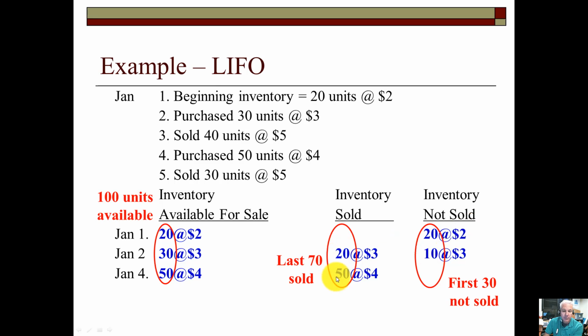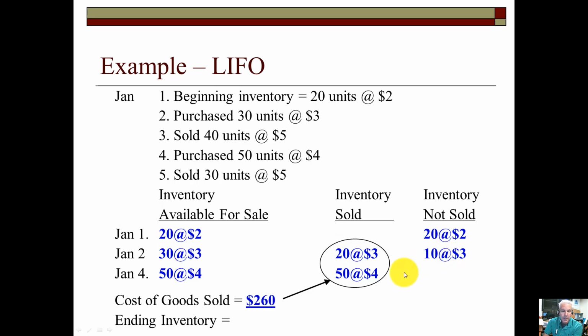Again, the last 70 sold leaves on the balance sheet the first 30 that are not sold. So using my little chart, last in, first out, we start at the bottom, last purchase, work our way up, cost out what you sold. Whatever you haven't sold goes in the not sold, which means first in, still here, or FISH. We can go ahead and calculate this out, get our values.